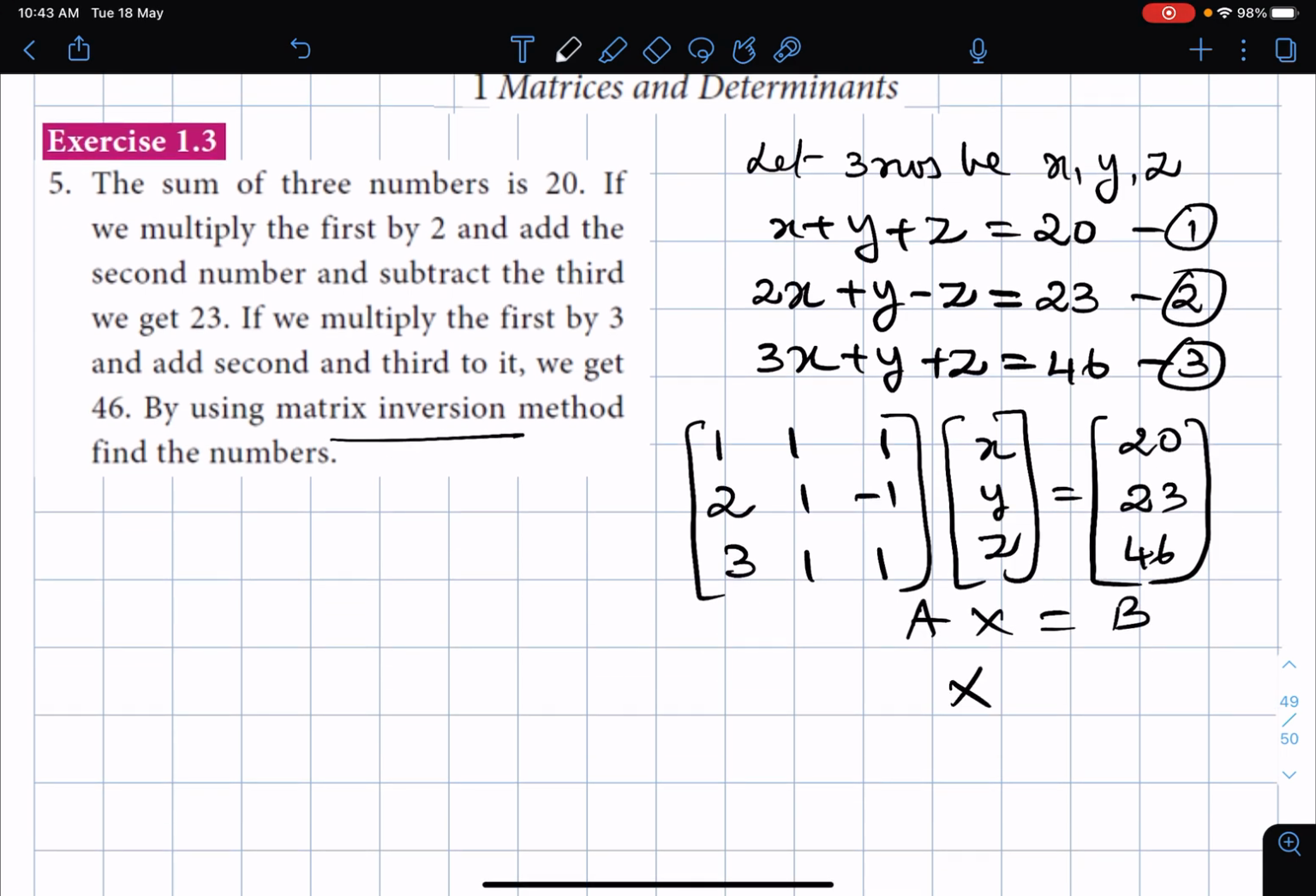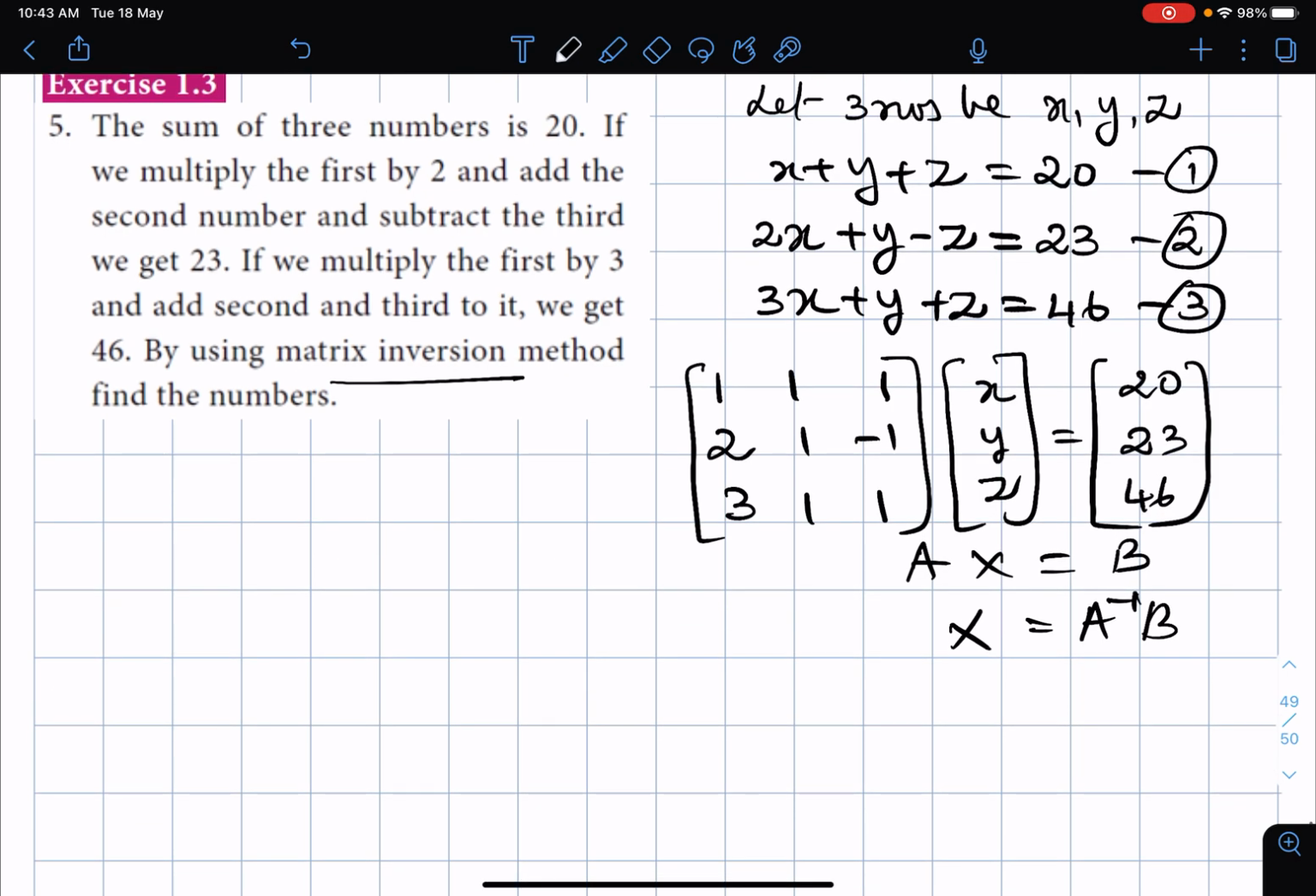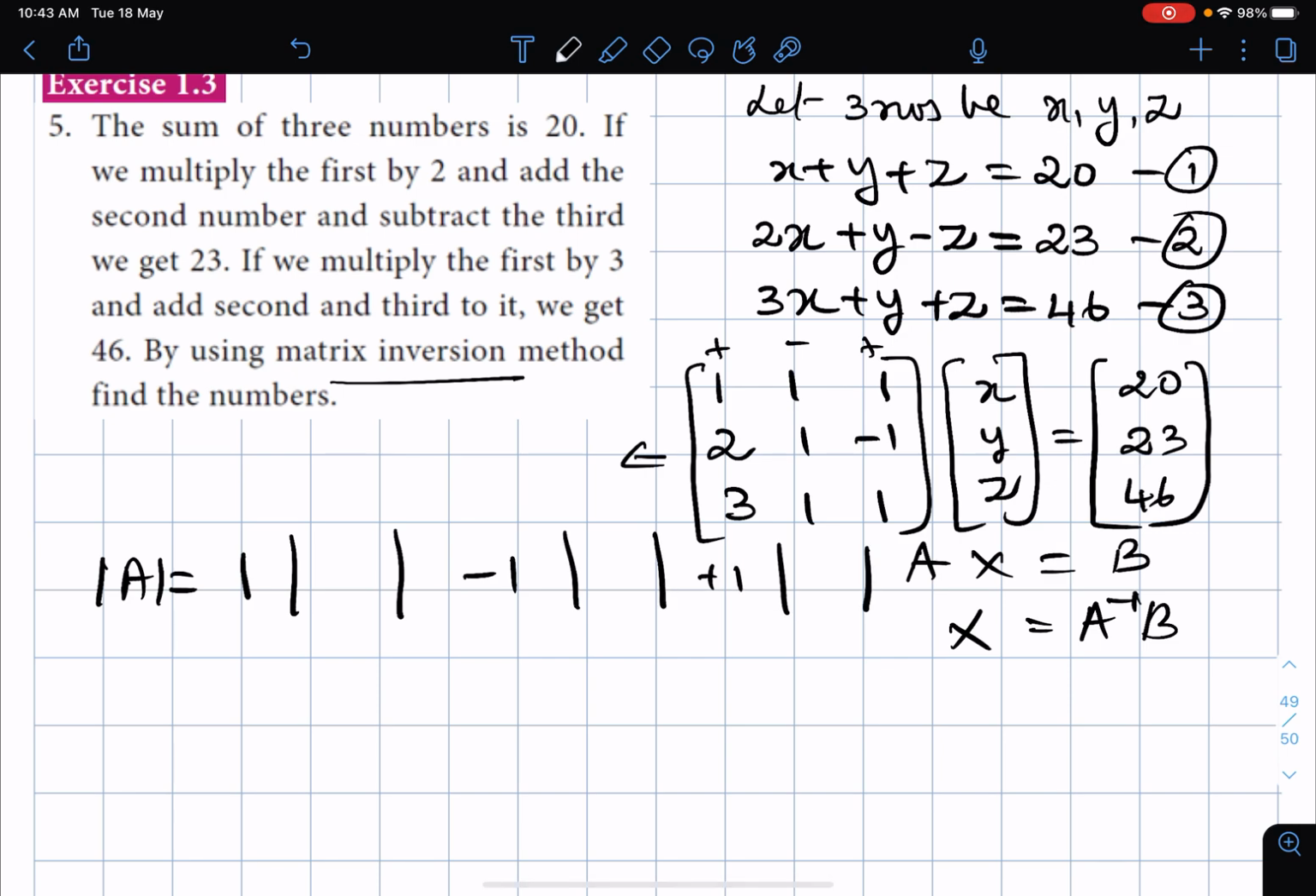Therefore, X equal to, when A goes to the right hand side, you will write it as A inverse B. Now we are going to find out A inverse. For that we have to do our determinant. So this is plus minus plus through R1. So determinant A is going to be 1 into the first minor, minus 1 into the second minor and plus 1 into our third minor.